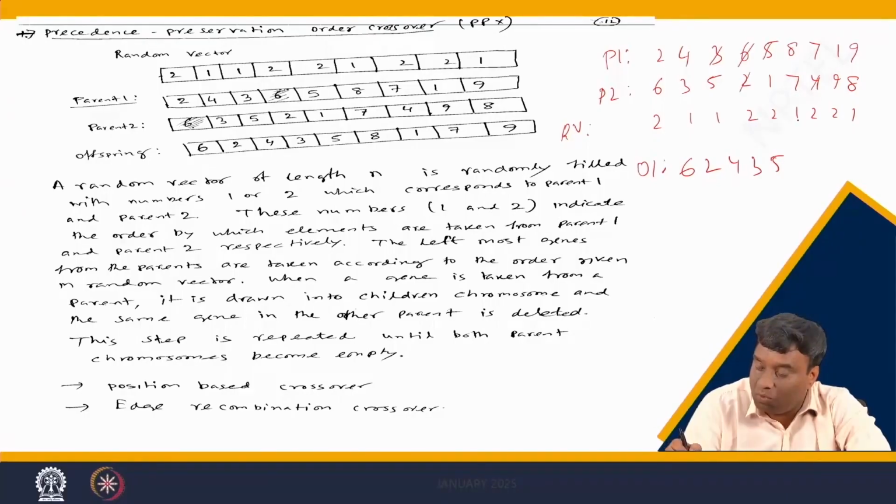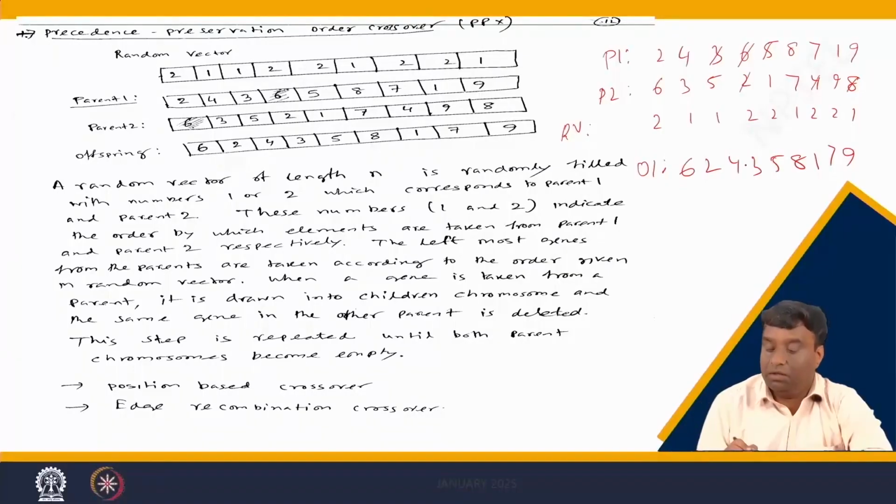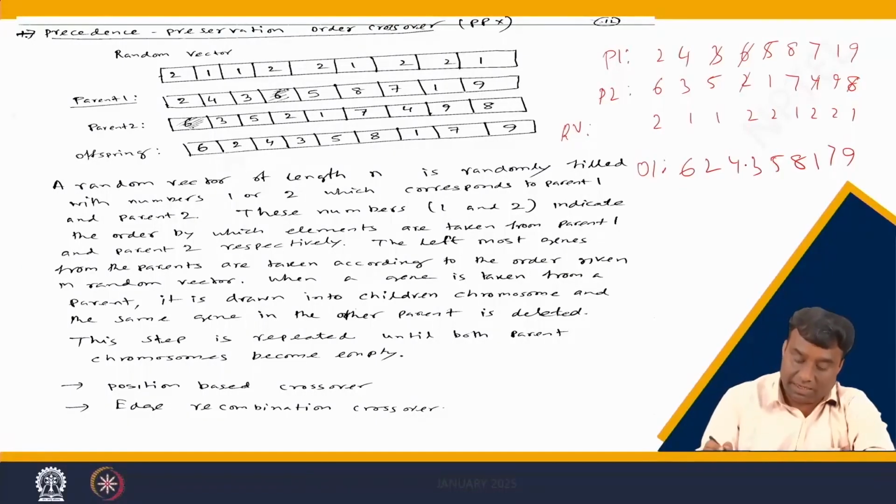Then the next one is 1, so that will come from the first parent, which is 8, and 8 is deleted. Then next is 2, so we take it from parent 2, that is 1. Then 2 gives 7, then you need to take 9. So this is the offspring. In this way you will create the other one.